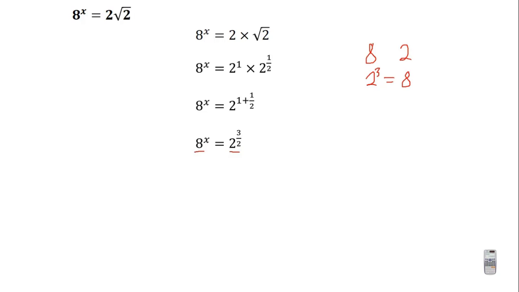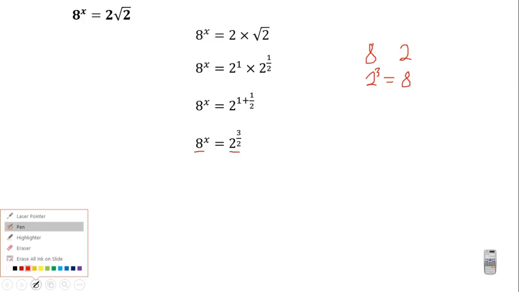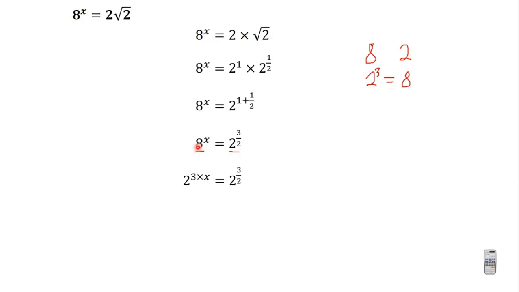So we can replace 8 here with 2 raised to the power 3. Okay, and that is exactly what we are going to do. Don't forget that there is already an x here. So we have 2 raised to the power 3 times x is equal to 2 raised to the power 3 divided by 2. And this will give us 2 raised to the power 3x is equal to 2 raised to the power 3 divided by 2. So once again, the term on the left hand side and the term on the right hand side has the same base. So now we can equate the exponents.